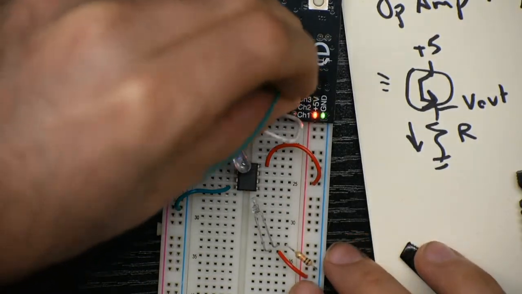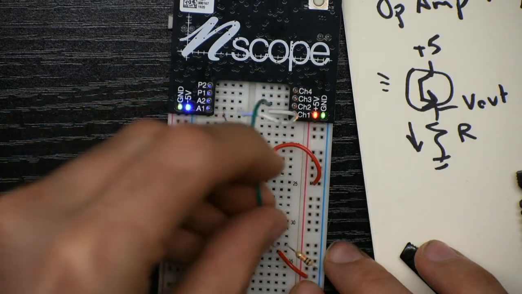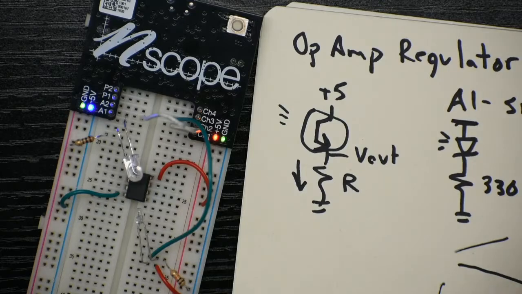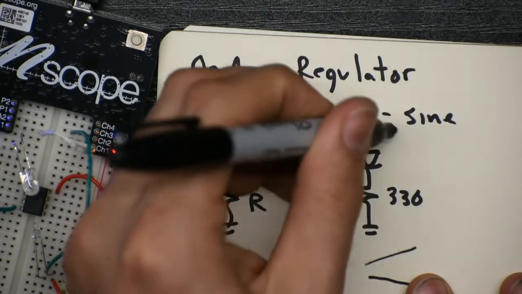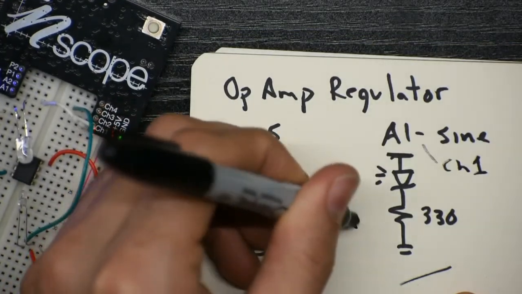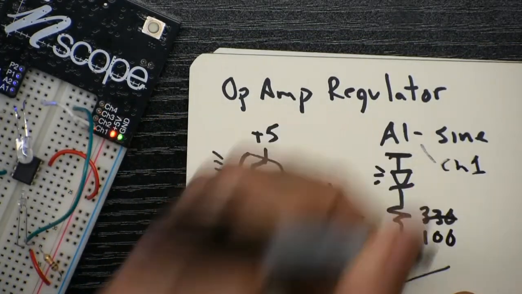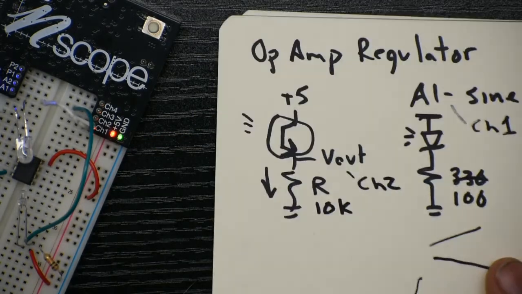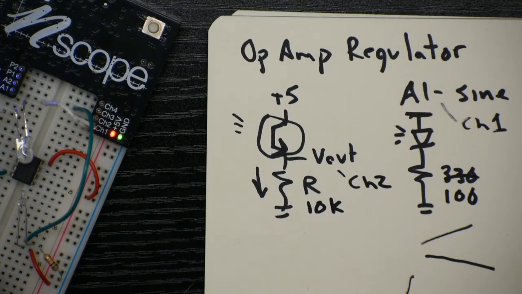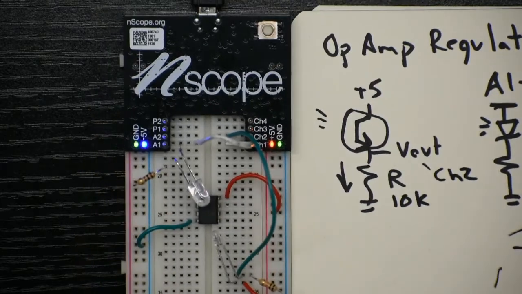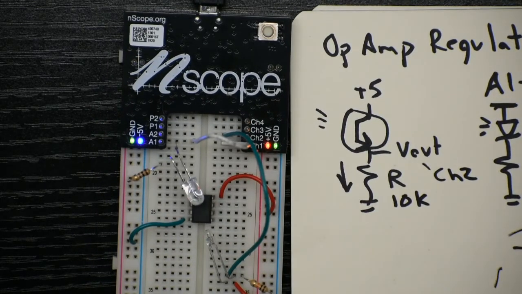Okay, so on channel 2, I've got my phototransistor voltage. A1 is the sine wave. That's going to channel 1. V out is going to channel 2. I ended up actually using 100 ohms here. Either one is fine. And I used 10K here. But depending on how bright your room is and how far away you put the LED from the phototransistor, you can adjust these. So let's go into the Nscope app and see what happens.